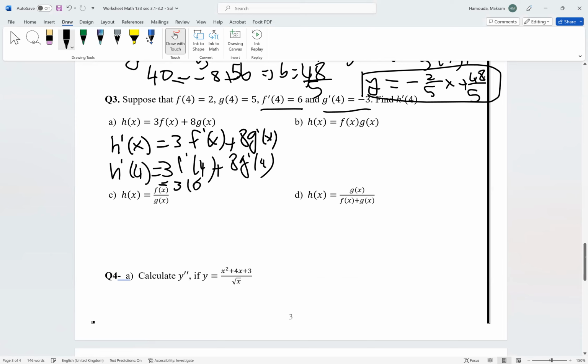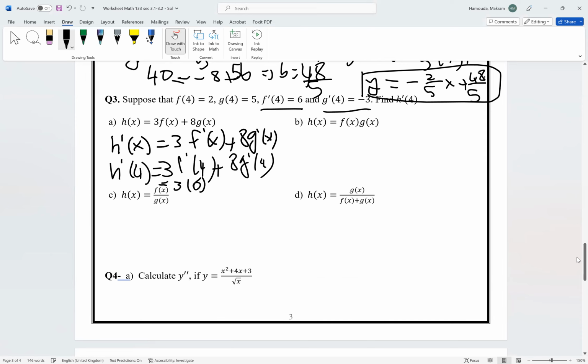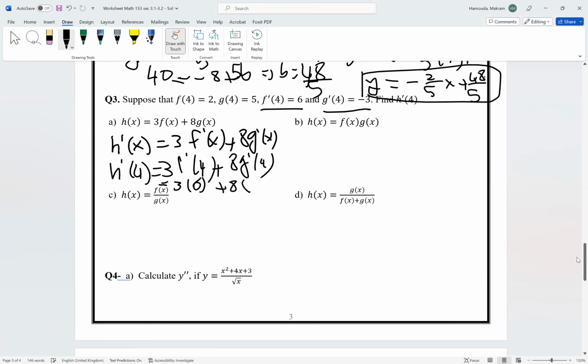And be careful here because you will have many values. So be careful to choose the right one. F prime of 4 is equal to 6 plus 8 g prime of 4, which is minus 3. So in total, you will have 18 minus 24. That gives minus 6. And this is the answer for A.